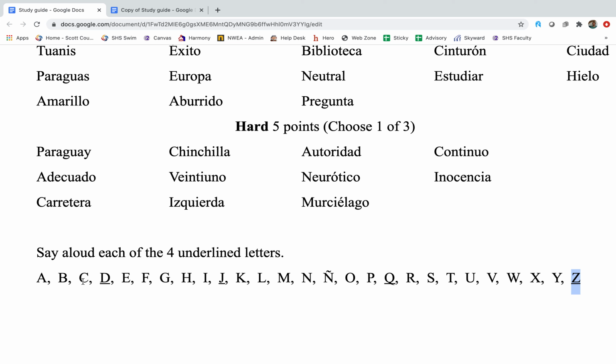If you said, I don't know, Da, H, Q, and Zeta, you would get 0 points because you have to say them correctly. Zeta, Q, J, D. So pronunciation does matter.